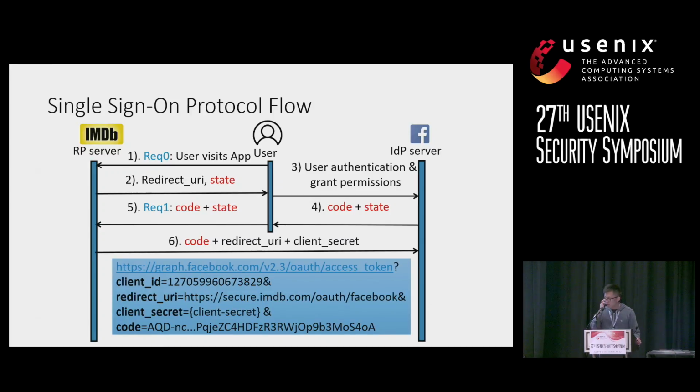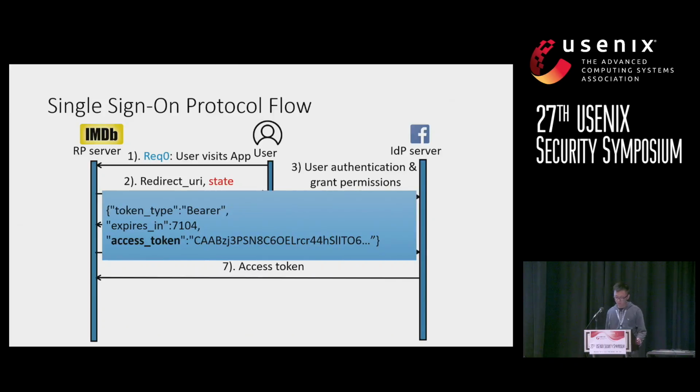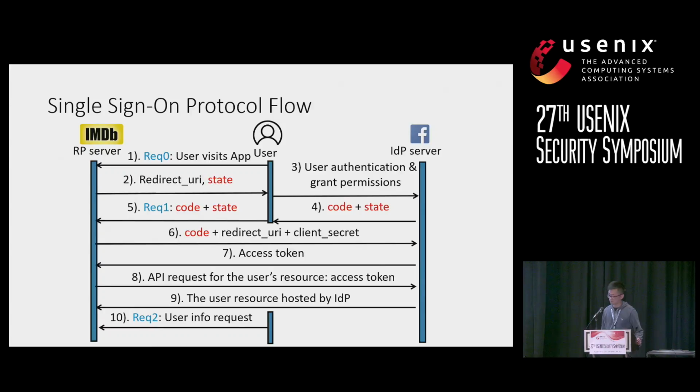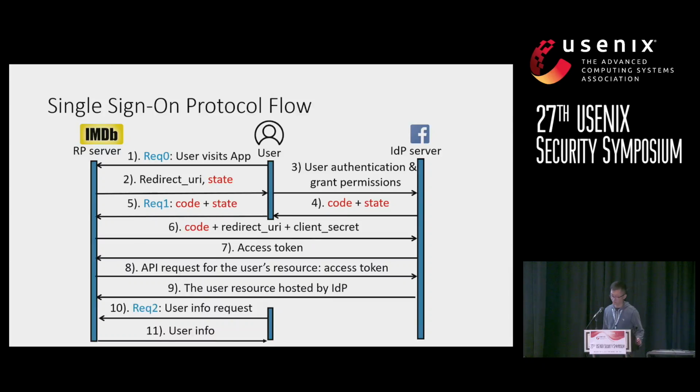After that, the RP server approaches the IDP server with the code and its own credential to exchange for an access token. So with this access token, the RP server can get the user's profile, like the email address or the birthday, from the IDP server. So at the end, the user can request her information on the RP server.